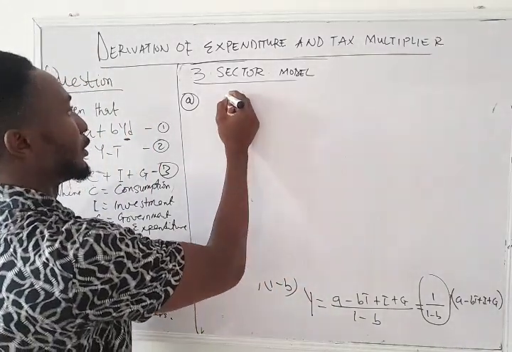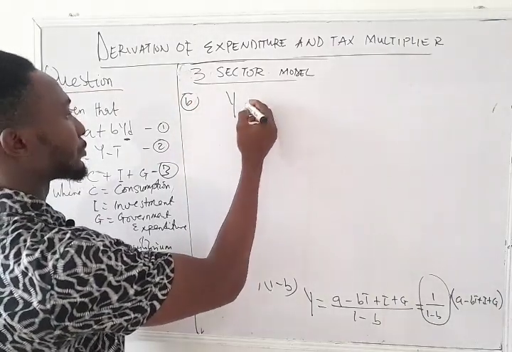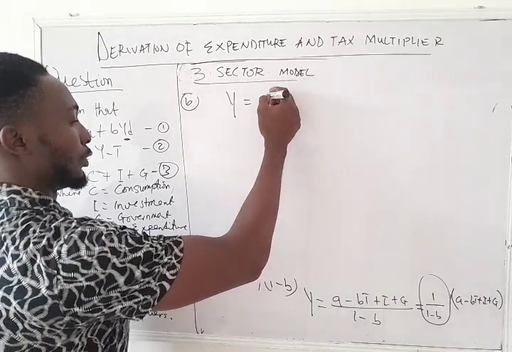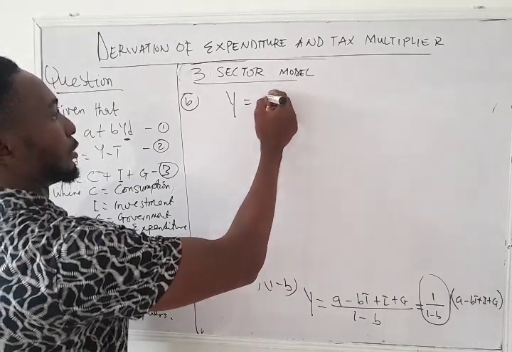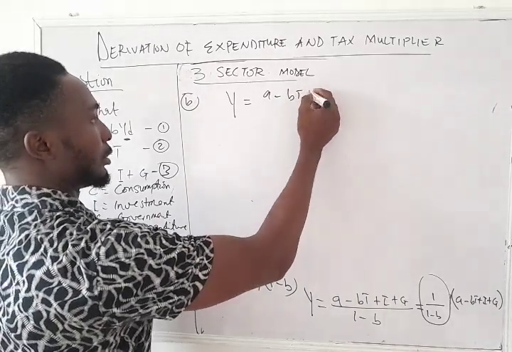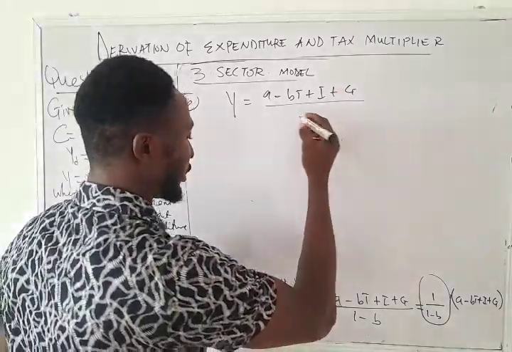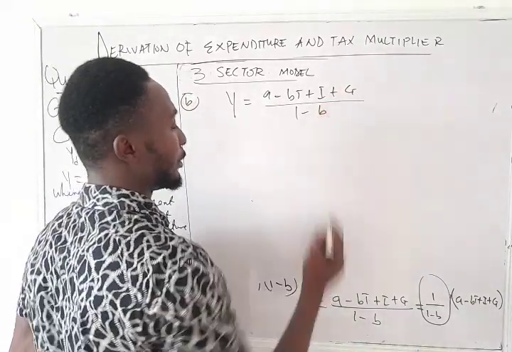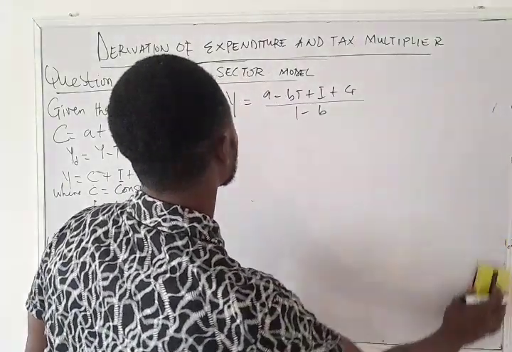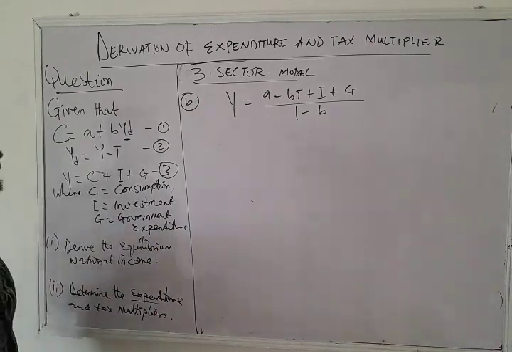So we have, in this case, Y, the national income, is equal to A minus bT plus I plus G, all divided by 1 minus b. So we already have this as our equilibrium national income. Now we want to determine the expenditure multiplier.